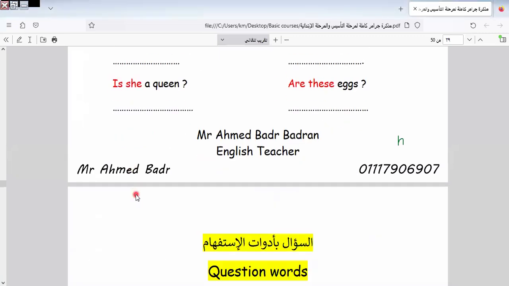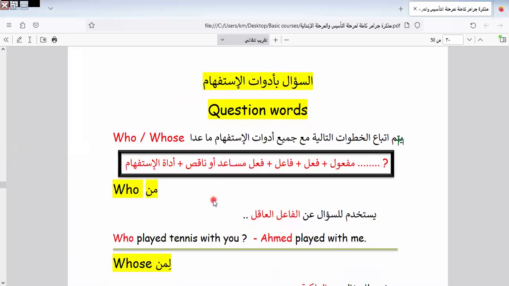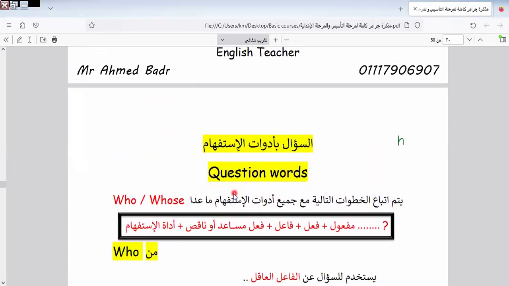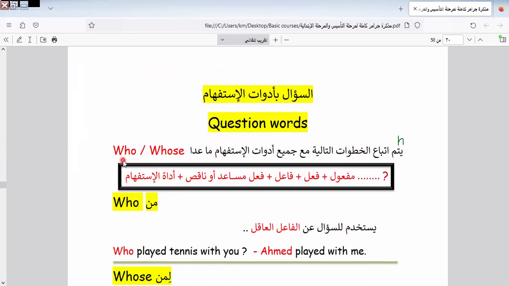Here we talk about the question words. It will be who and whose. Who: we use who to ask about the subject person. I think we know the question words from before, it's not strange for us. When there's a subject person, we use who.